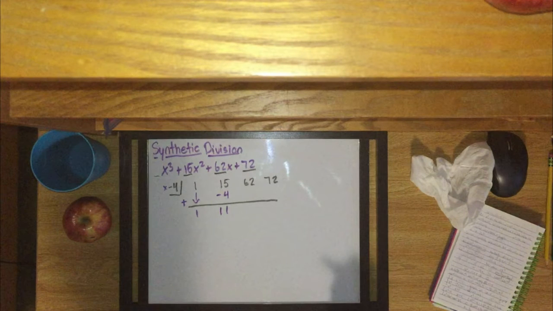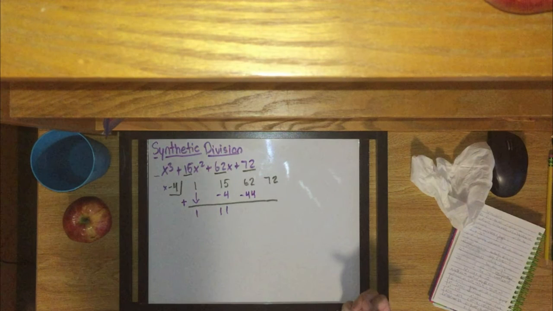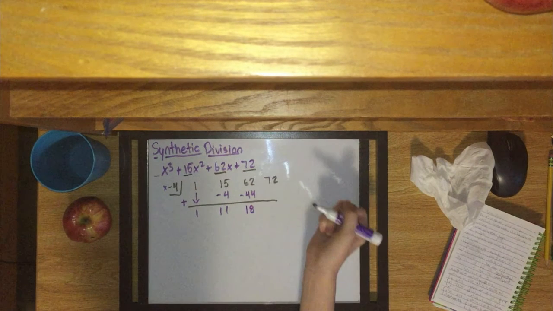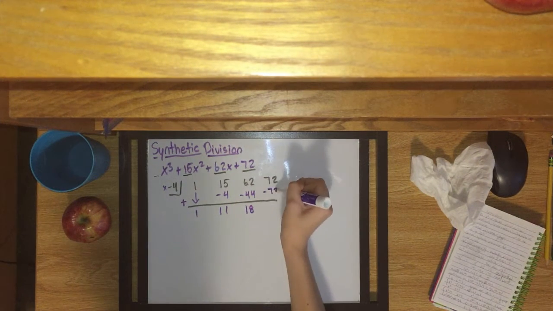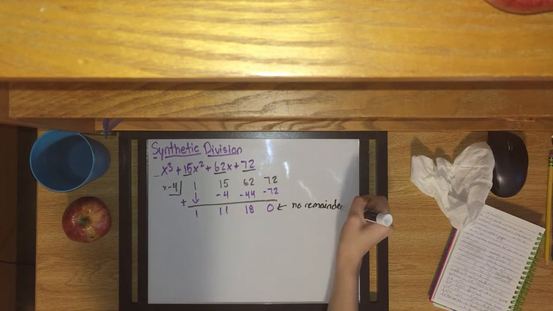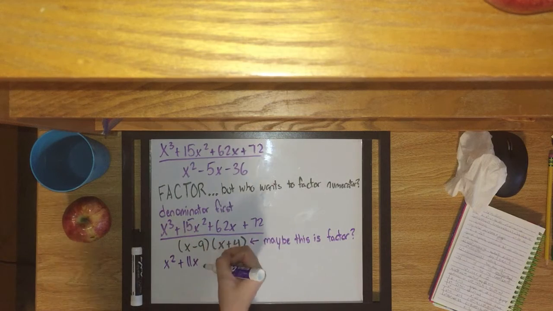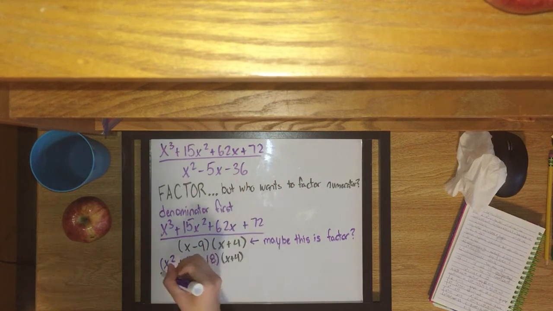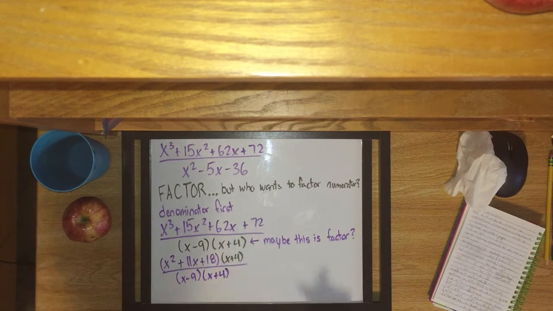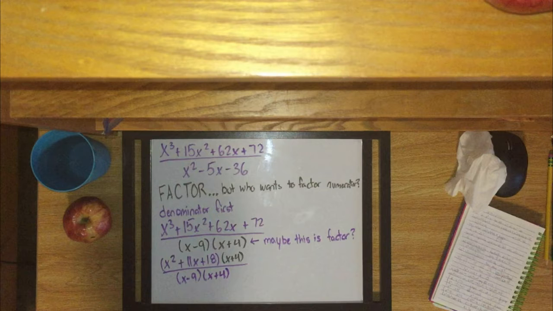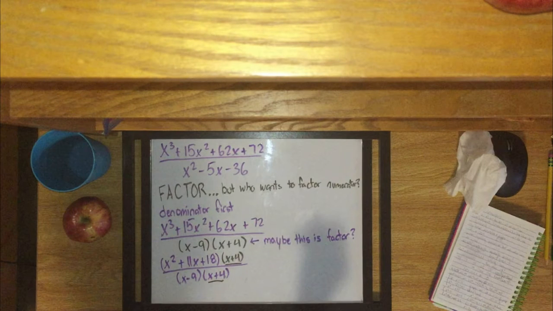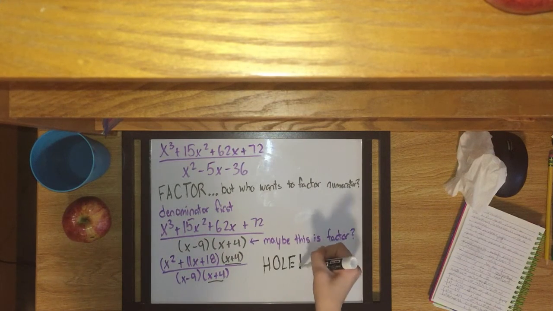Multiply positive 11 times negative 4. Negative 44, add that to 62. Positive 18. 18 times negative 4 is negative 72. 72 plus negative 72 is 0. So, x plus 4 times x squared plus 11x plus 18 are two things we know are in the numerator. Now, x plus 4 is in both the numerator and the denominator, so there must be a hole there.